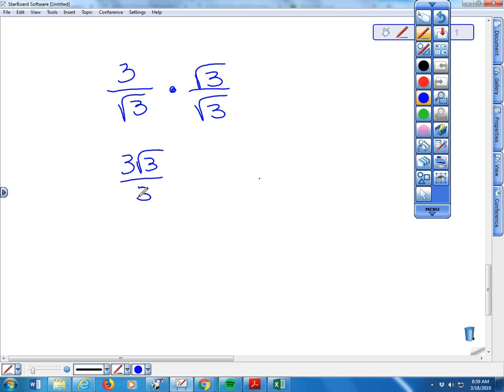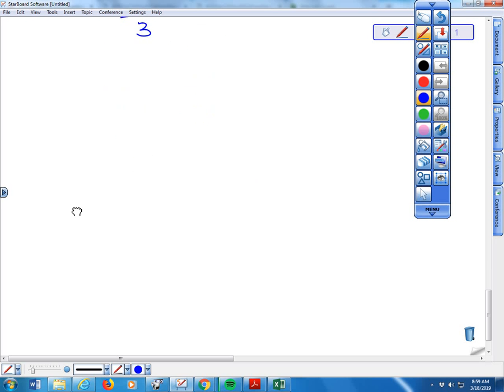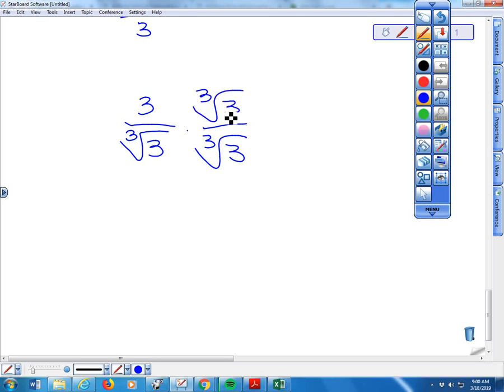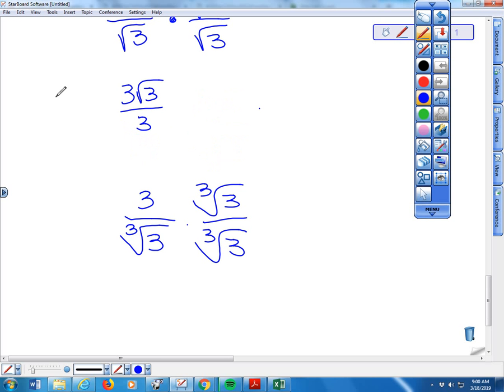So logic might tell us, if I had this problem, that all I would need to do is multiply by the cube root of 3. This is wrong, and I want to show you why. This is what you just jumped to, because that's how we did it with square roots. So it should make sense.